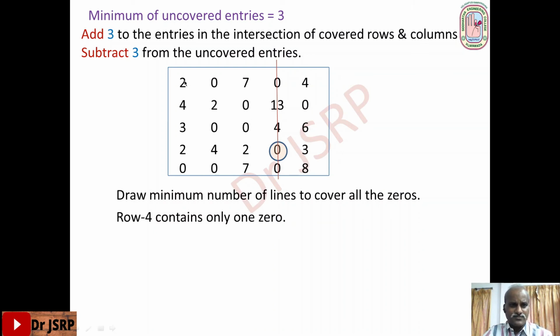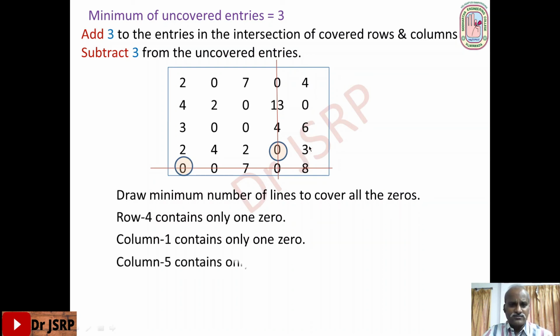Go for columns. First column. Observe the first column. The first column contains only 1 zero. Circle that zero. Column means we have to fix the row. So draw a horizontal line. Next, the second column contains more than 1 zero. Skip it. Third column, 2 zeros. The fourth column is already crossed off. Fifth column. The fifth column contains only 1 zero. Circle that zero and fix the row. Draw a horizontal line. Now observe, all zeros are not covered by lines.